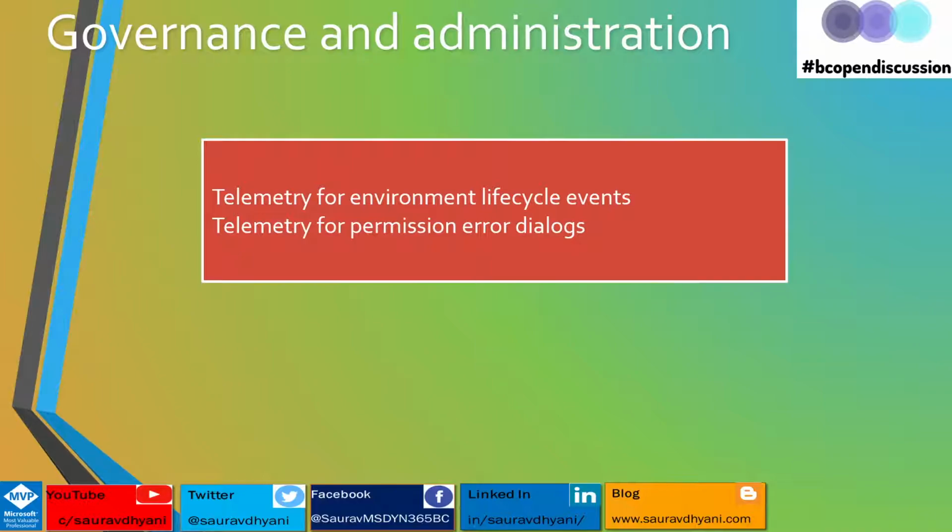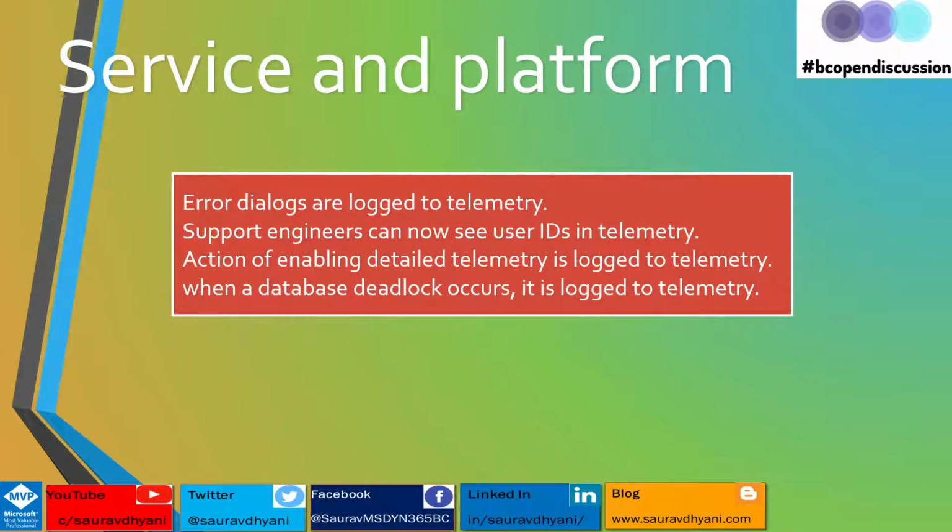Now let's look at the last area where the new telemetry signals are available, which is service and platform. When a user gets an error dialog, it is also logged into telemetry, as we understood earlier. But the error dialog text is also now available in the telemetry.